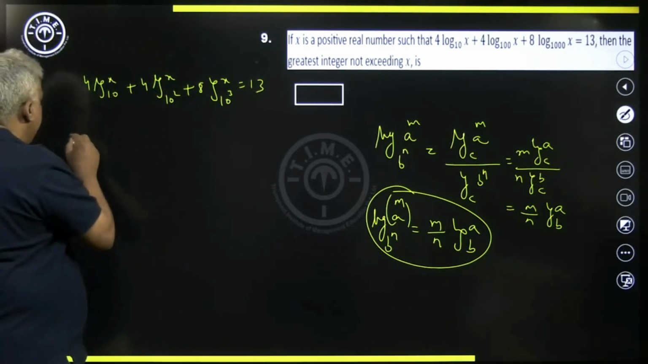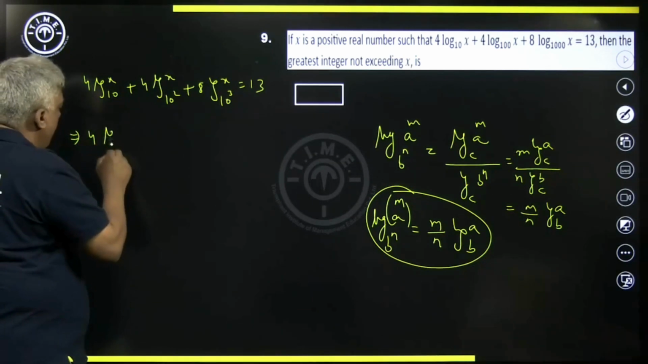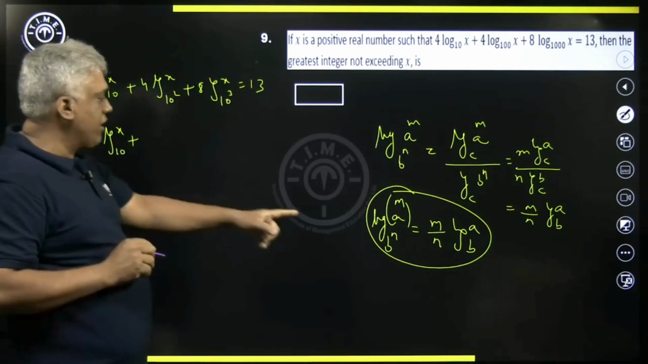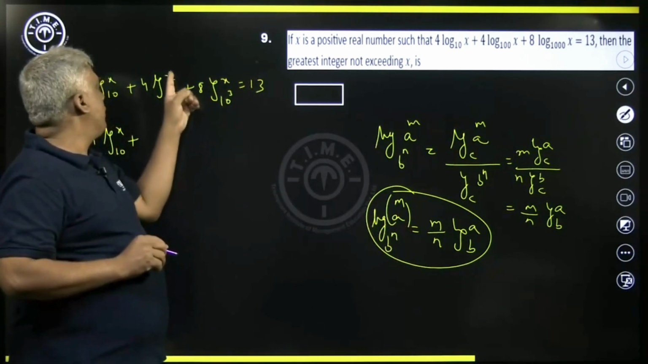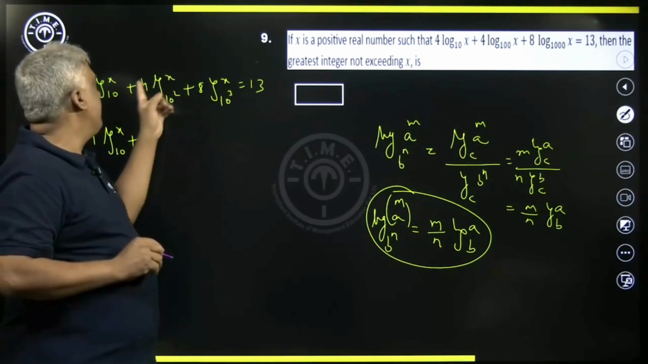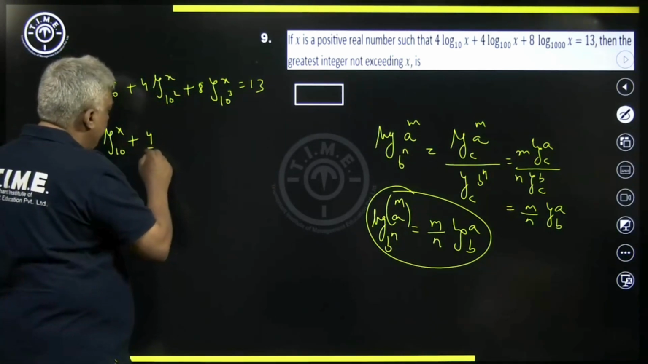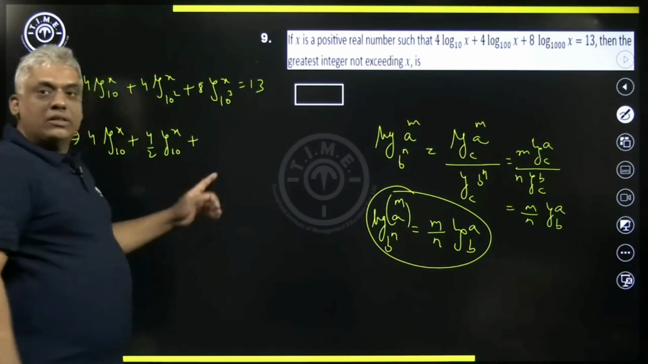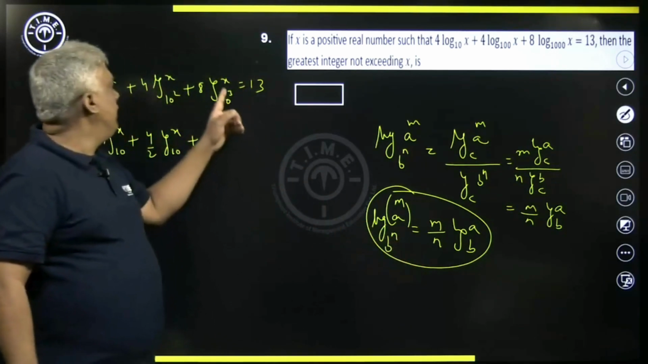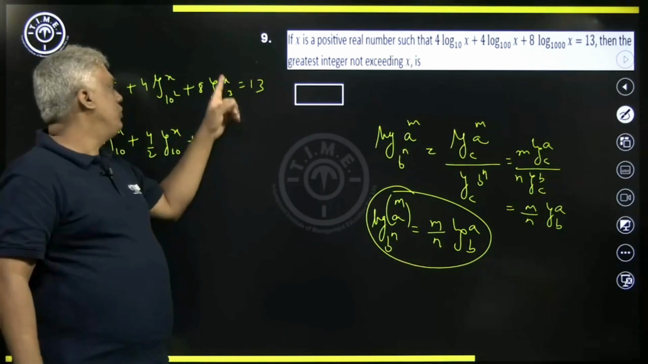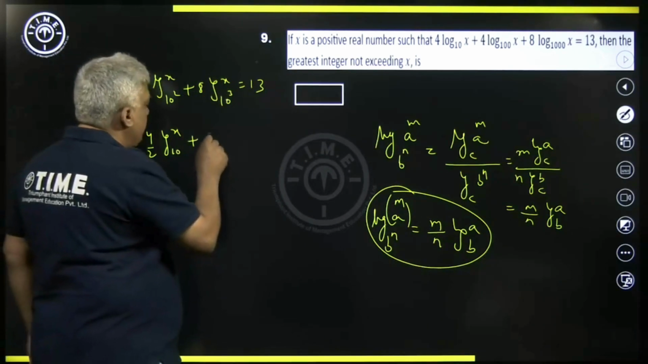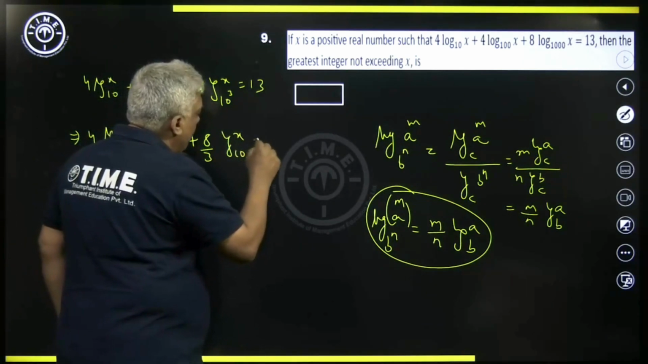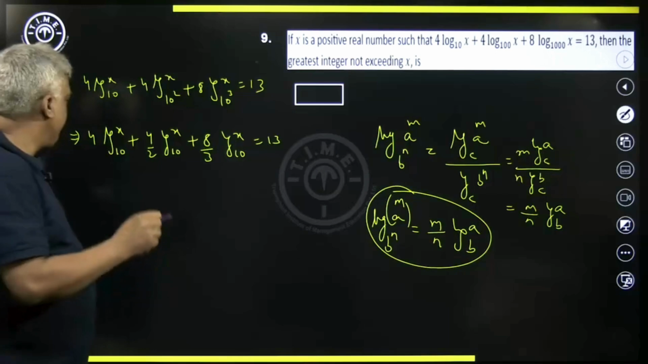Now, we can write 4 log of x to the base 10 plus this, see we can apply this formula, it is like x to the power 1 by 10 to the power 2. So, it will be 1 by 2. So, it will be 4 by 2 log of x to the base 10. This one again by applying this formula, the base is 10 cube. So, it is 1 by 3, right. So, it will be 8 by 3 log of x to the base 10, and this is equal to 13, right.